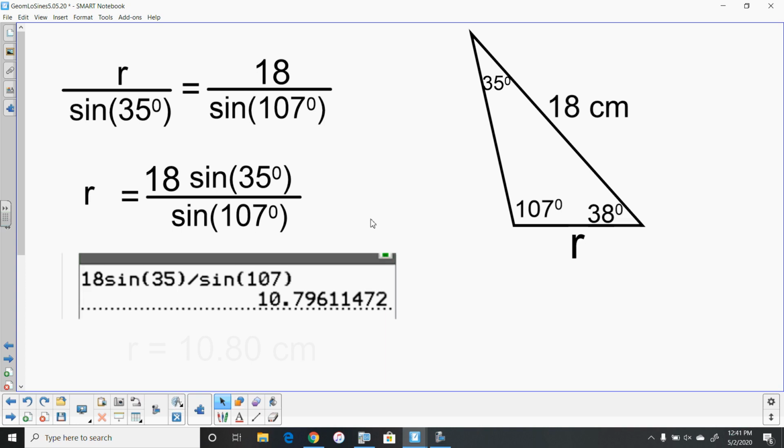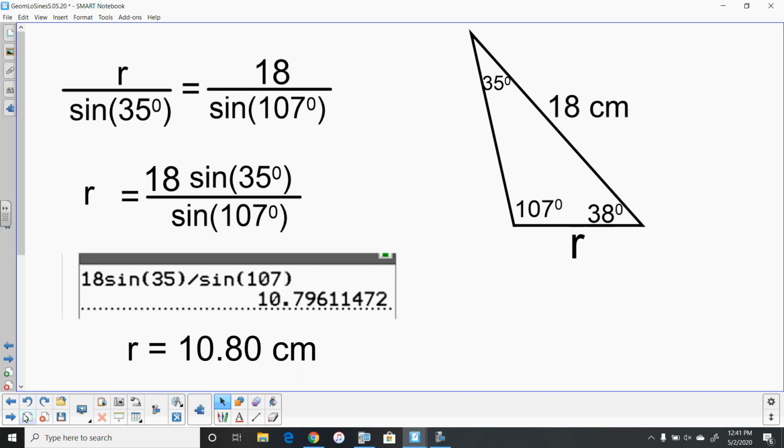And just another reminder, your calculator has to be in degree mode, not radian mode. Okay, if it says rad anywhere on your screen, it's probably in radian mode, and you're going to get a bizarre looking answer. So we can say that our solution is 10.80 centimeters.